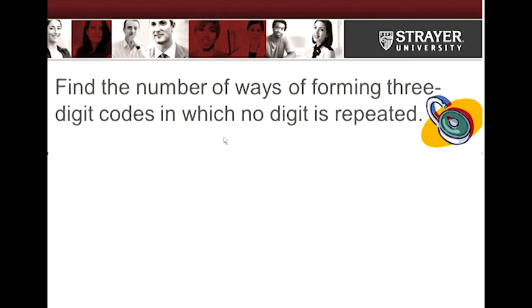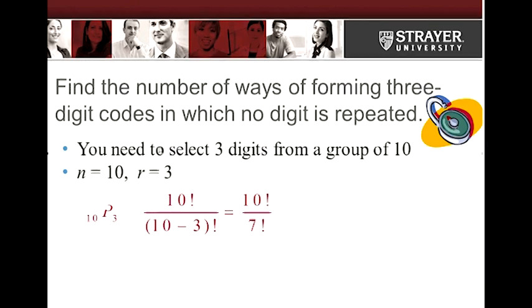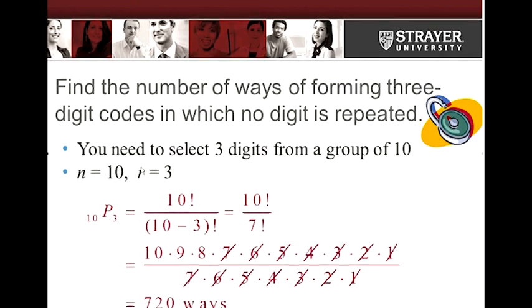So here's an example. Find the number of ways of forming 3-digit codes in which no digit is repeated. So you're trying to select 3 digits from a group of 10. So N is 10 and R is 3. So 10P3 is 10 factorial over 10 minus 3 factorial. Well, 10 minus 3 is 7, so this is just 10 factorial over 7 factorial.